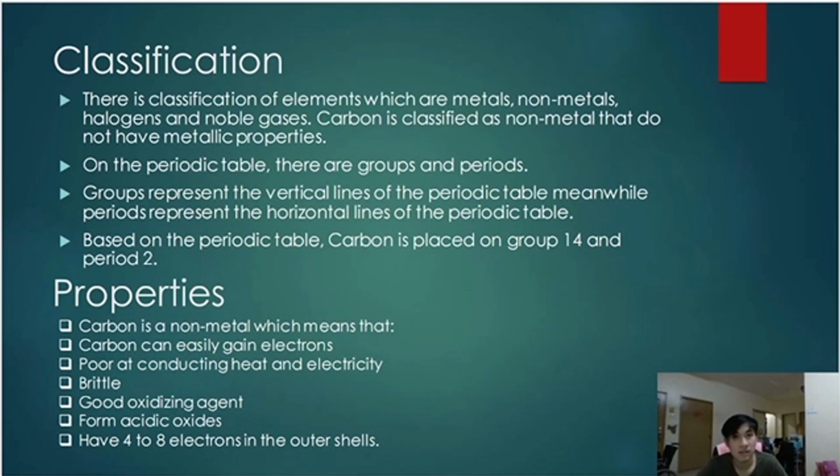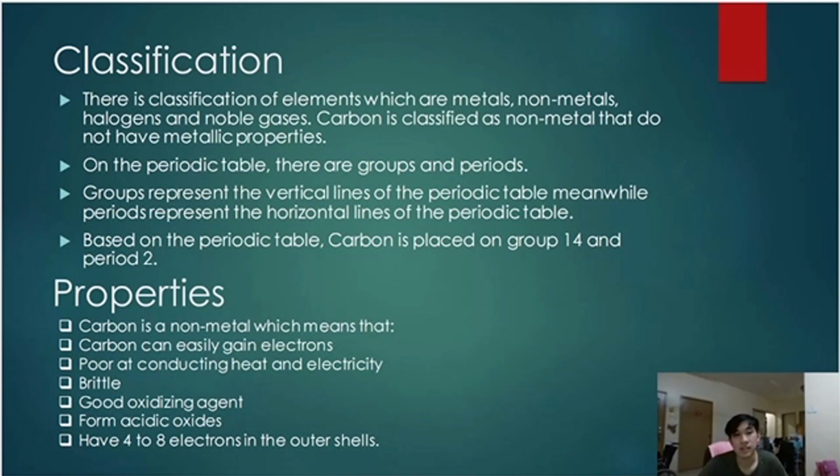One of the ways to classify the element is through their groups and their periods. Groups are the vertical lines and periods are the horizontal lines in the periodic table. And how we found out that carbon is a non-metal is based on where it's placed, which is group 14 and period 2.